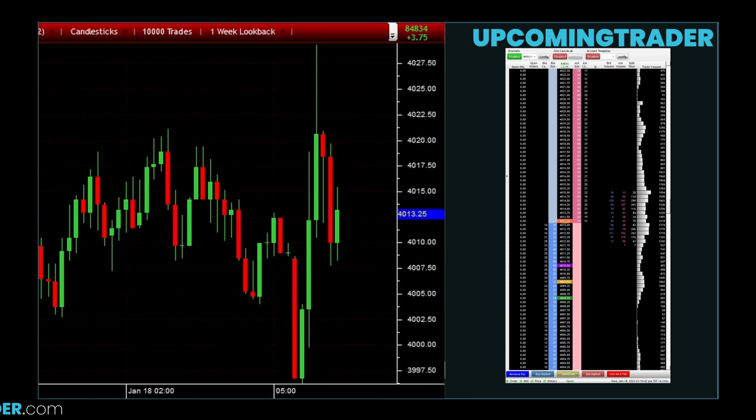You also have low volume nodes, which are areas where the price moved quickly, meaning not many trades happened there. These areas are often formed because the market did not spend much time at those prices, indicating that there was little interest from traders to transact there. Low volume nodes can sometimes signal opportunities for fast moves.